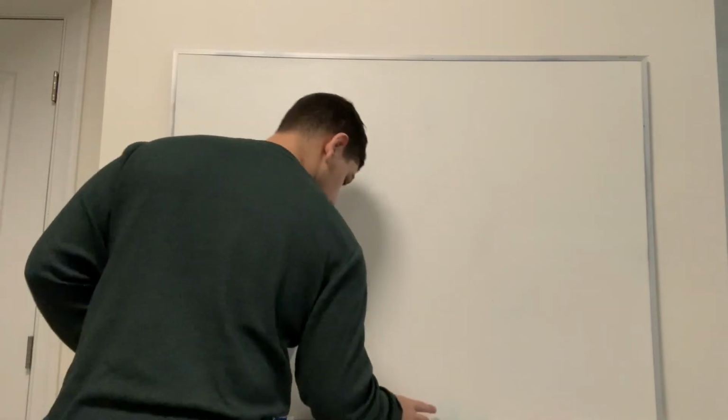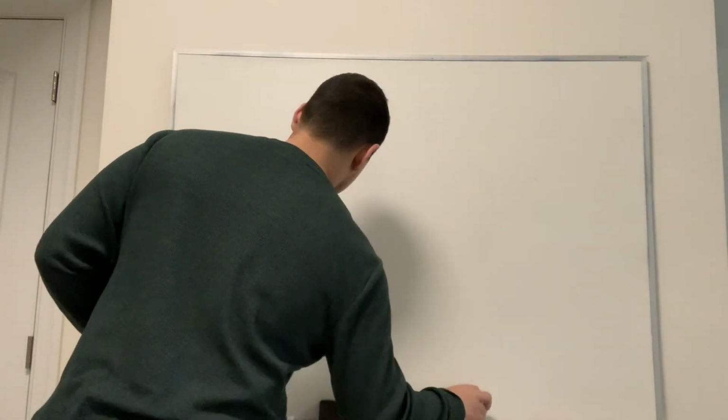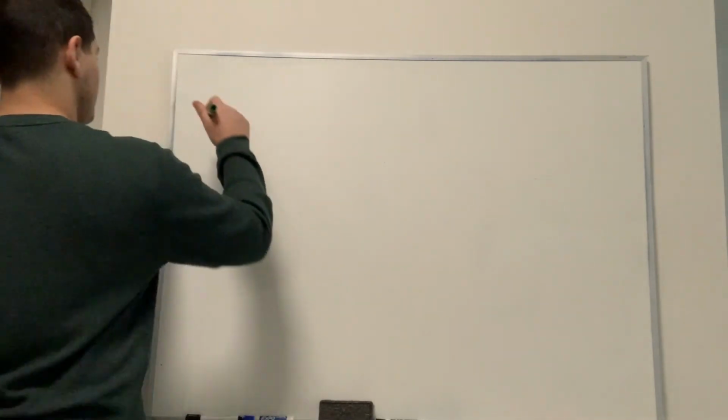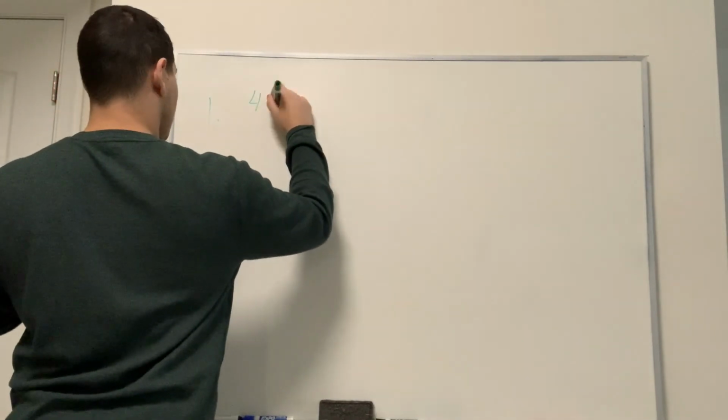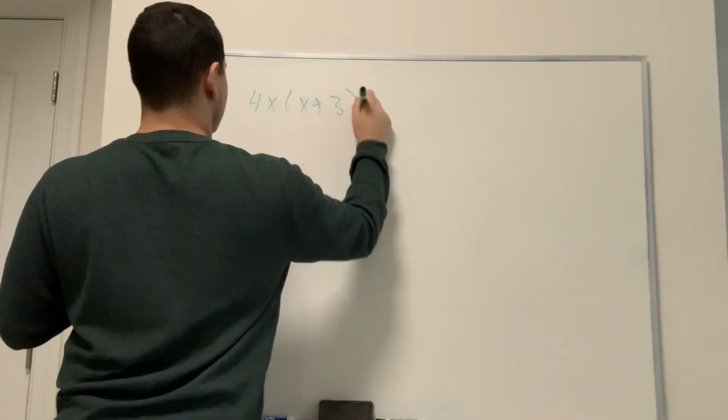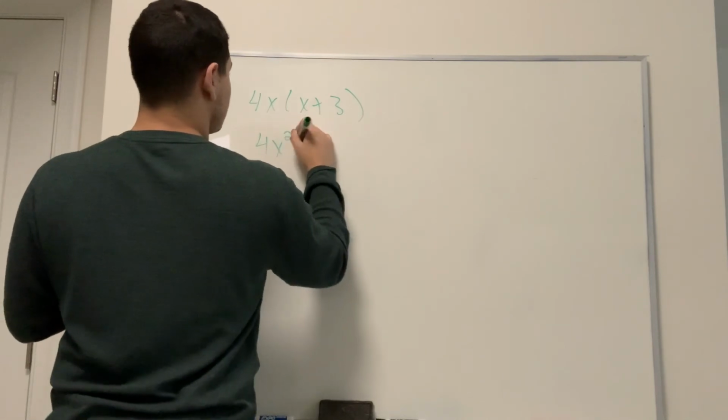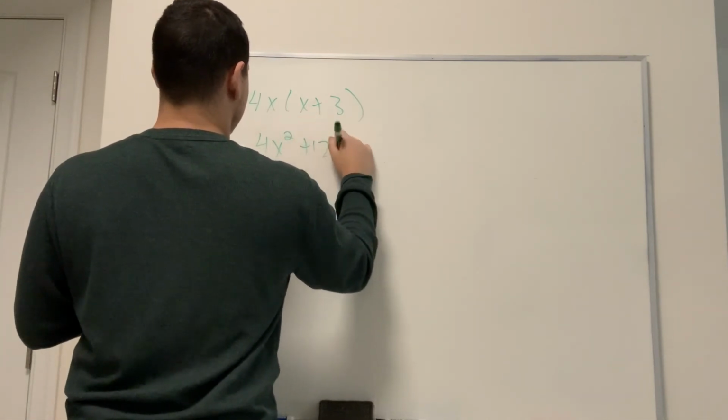So, our warm-up, just some algebra. It tells us to expand numbers 1, 2, 3. So 4x times x plus 3, expanded, is 4x squared plus 12x.